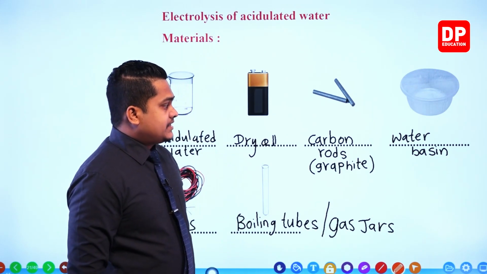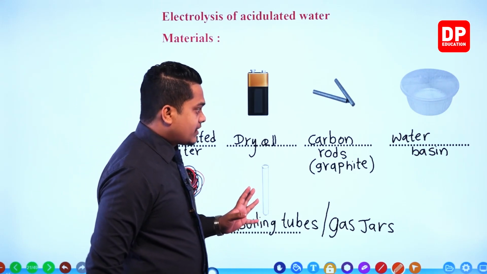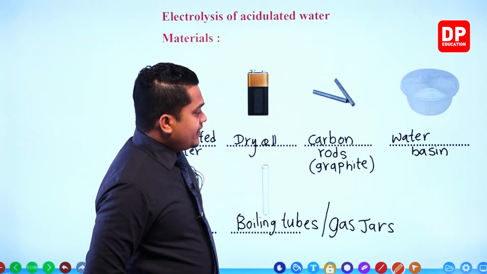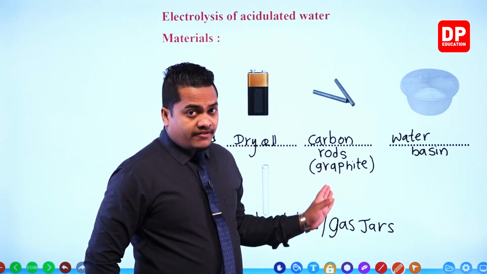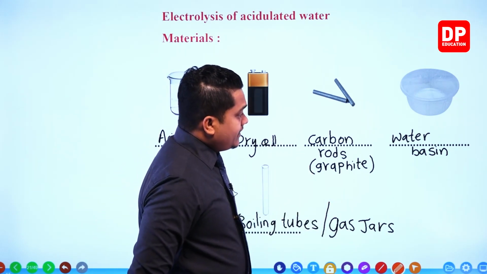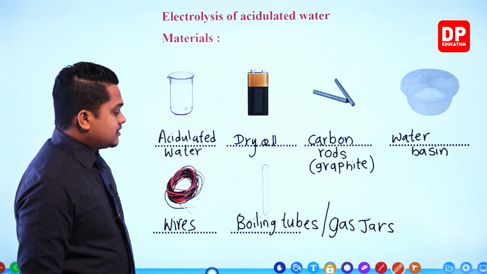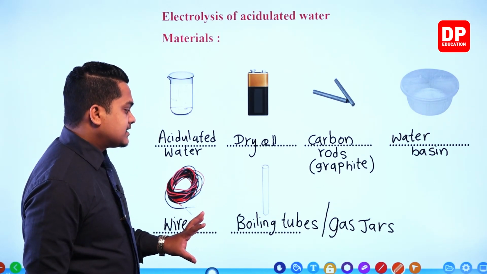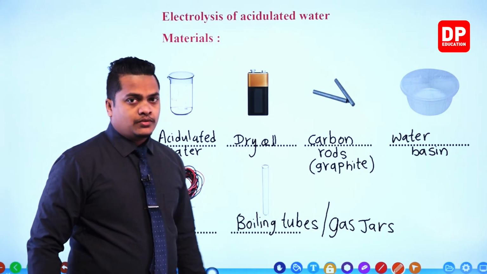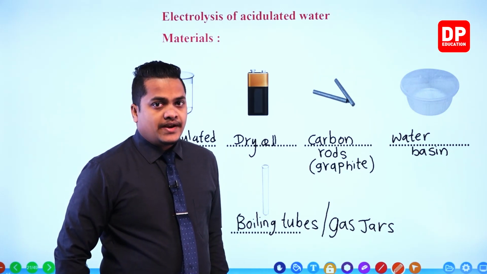So these are the materials that you need, my dear children. What are the materials? Acidulated water and several dry cells. In order to provide enough current, you'll be needing dry cells. Then carbon rods, here graphite is made up of carbon, so carbon rods means graphite rods. Then a water basin or else a water trough. Then you'll be needing wires. To collect the gases, you'll be needing two boiling tubes or else two gas jars, okay. So these are the materials that you need.